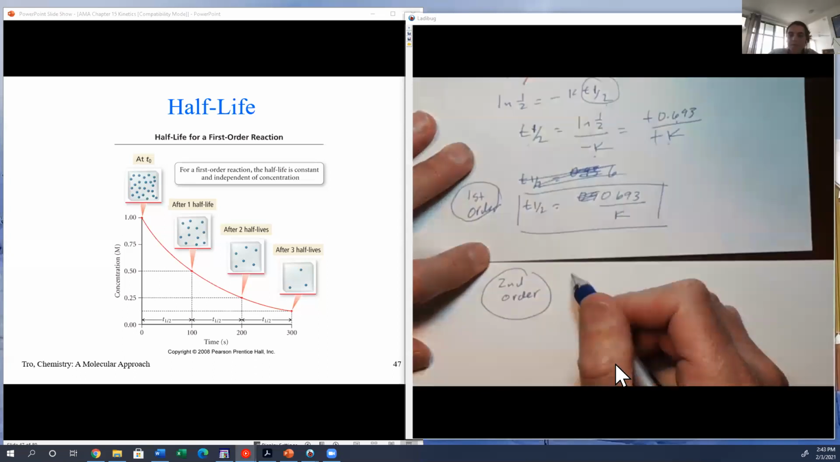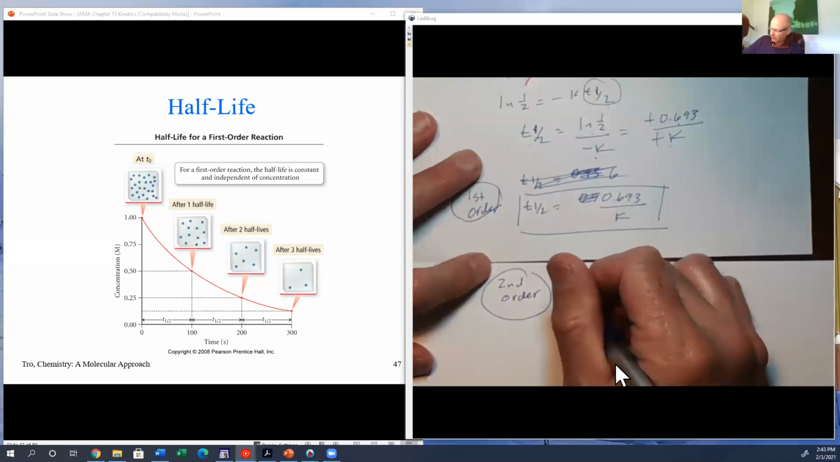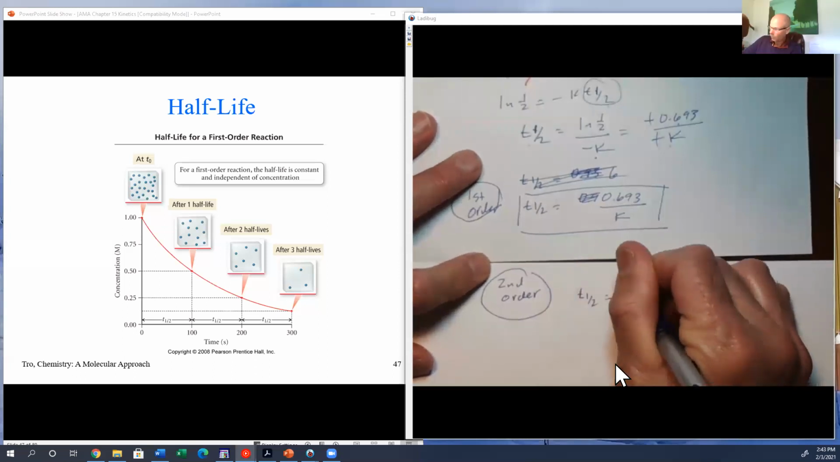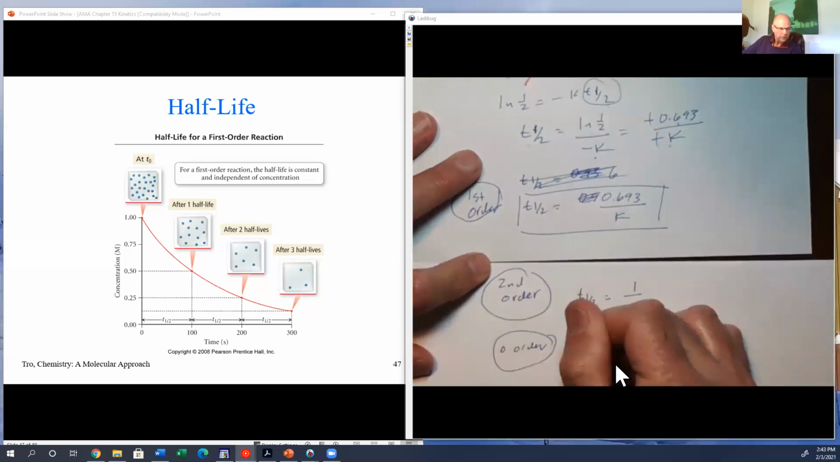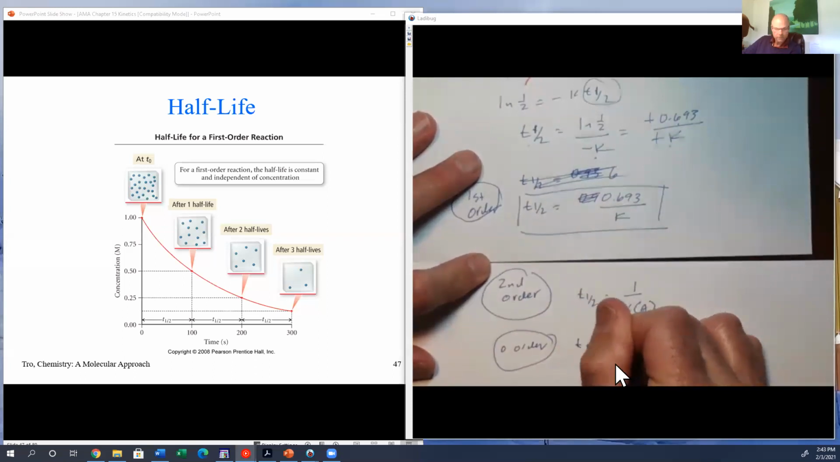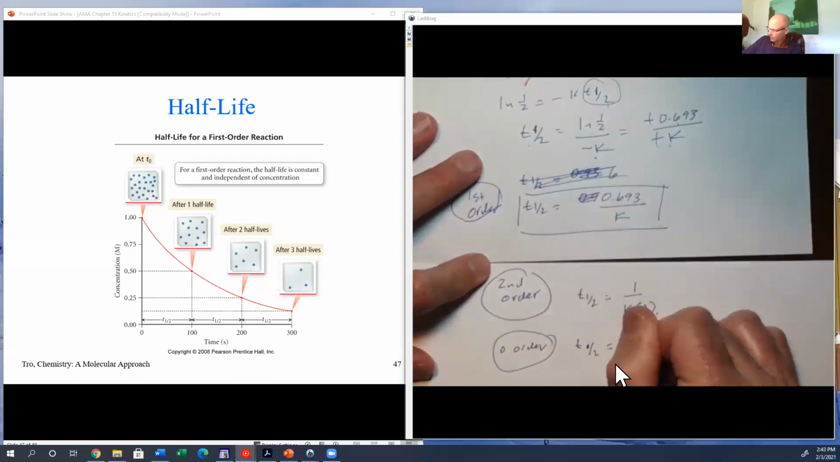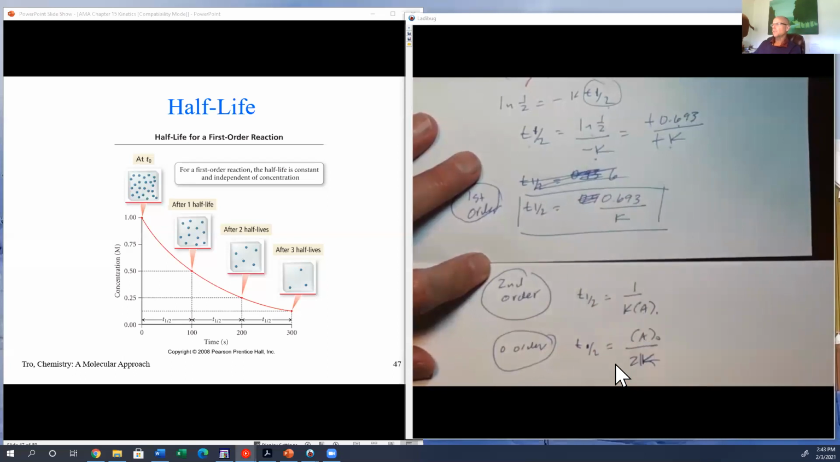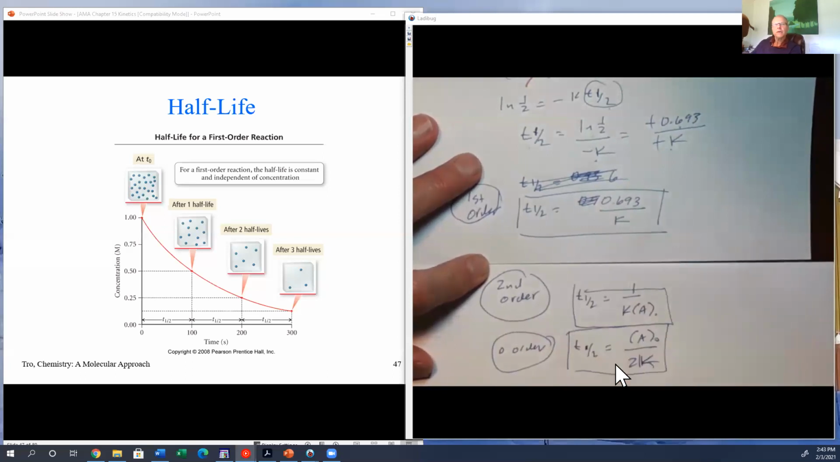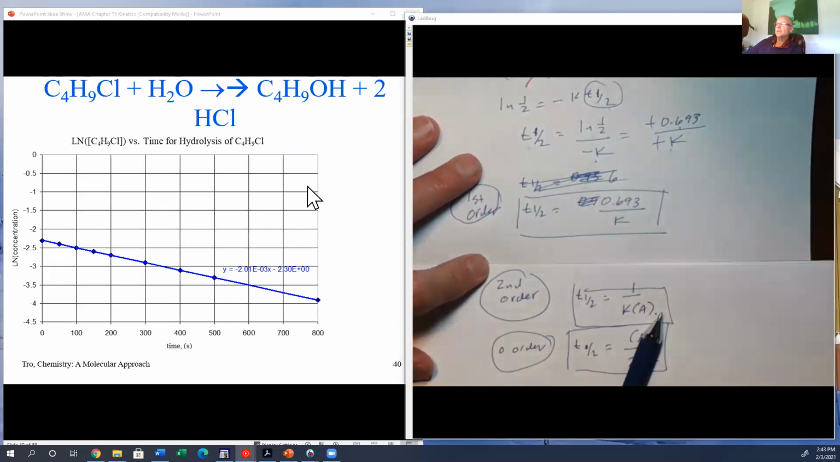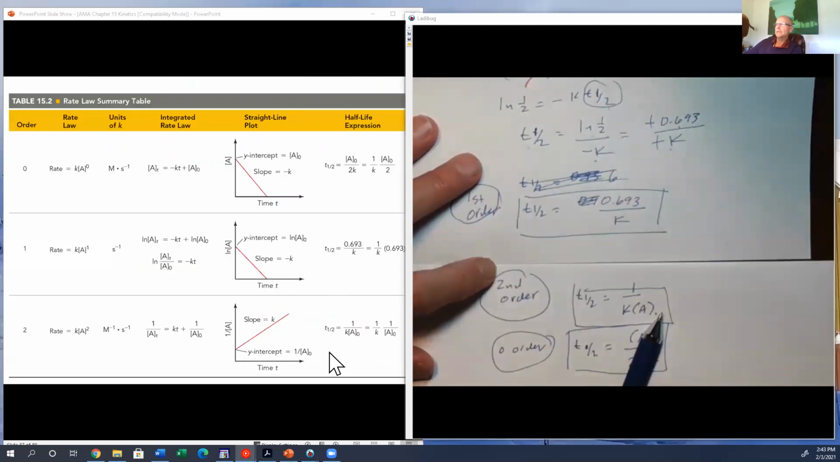So for second order, the expression is T 1/2 is equal to 1 over kA0. And for zero order, the expression is T 1/2 is equal to A0 over 2k. All right. So notice that just like the rate law is different for the different orders, and just like the integrated rate law is different for the different orders, so the expression for half-life is different for different orders. All right, and if I go back to this master table here, I have all the information nicely organized in one table.